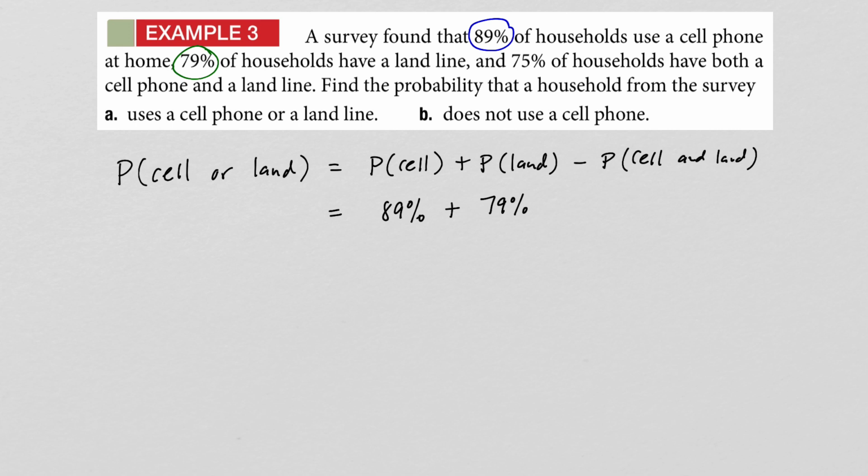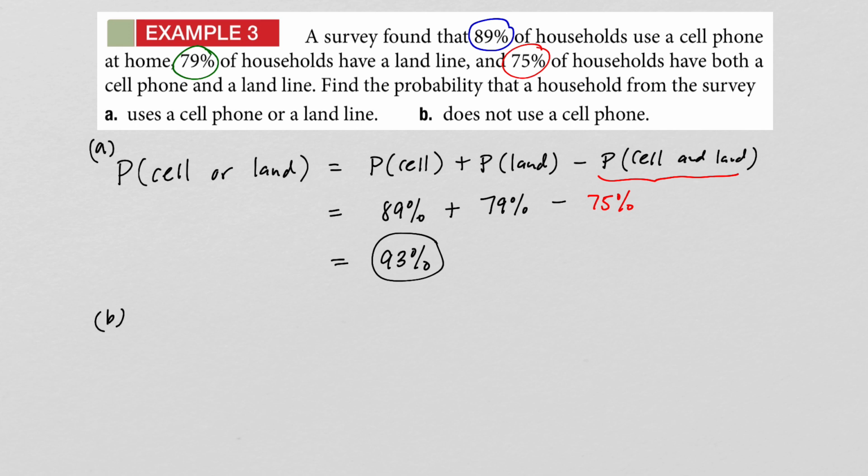Now, we know this can't be the answer, right? Because if you add these together, you get a number that's more than 100%. And probabilities can never be more than 100%. So that's where the subtraction comes in. We're going to subtract the probability that they use both a cell and a landline, and that's 75% of the households. So if we add these up and then subtract off what remains, what you see is 93% of households have a cell phone or a landline, okay? And this is part A.